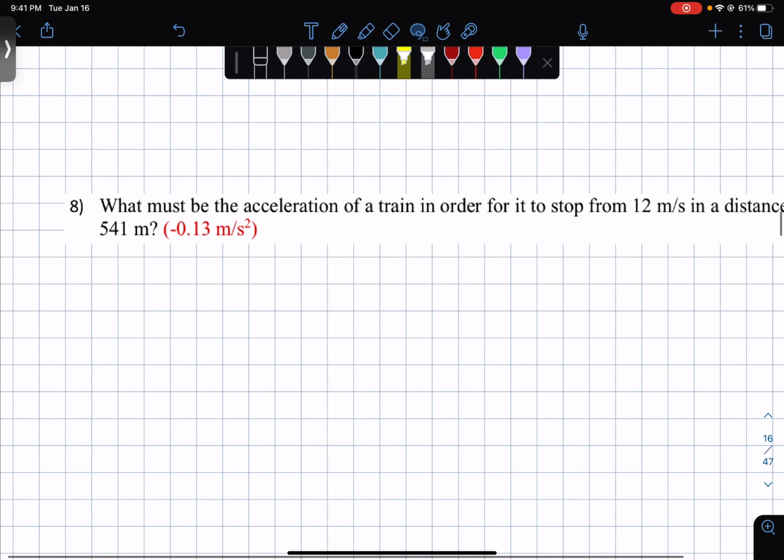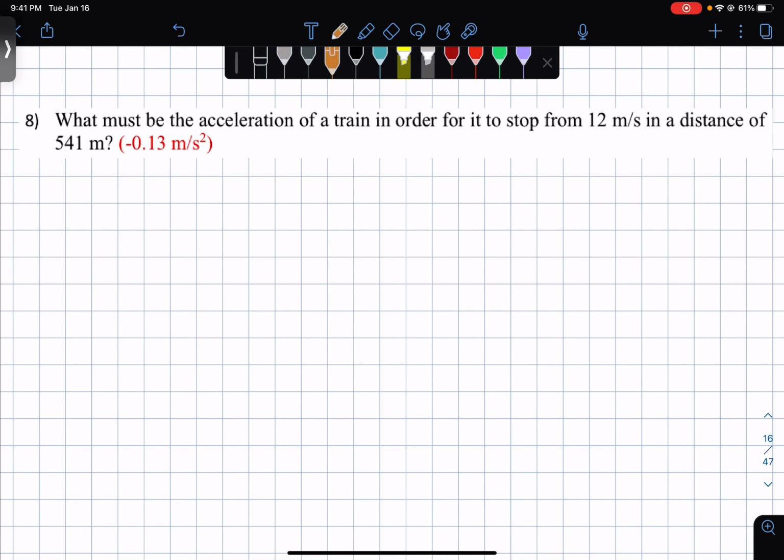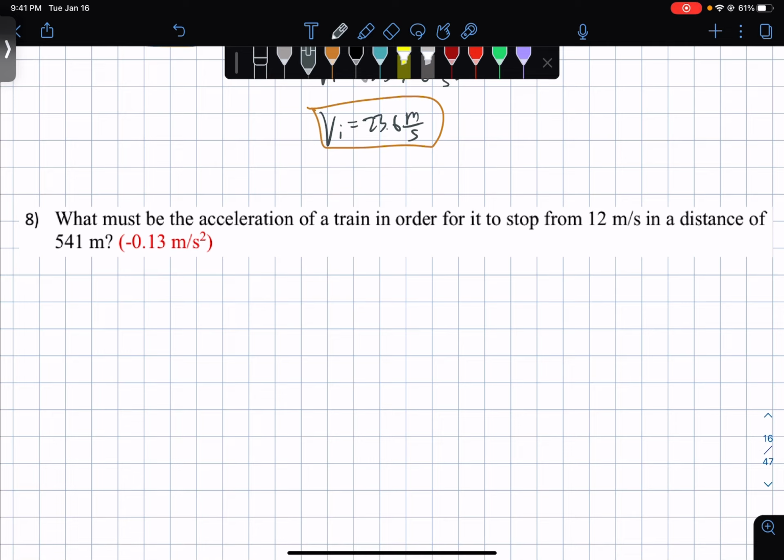So, number 8, what is the acceleration of a train in order for it to stop? So, it's a deceleration. We already have the final answer, which proves the idea that it's decelerating since the value is negative. So initial velocity is 12 meters per second. Distance is equal to 541 meters. Acceleration is missing. Well, final velocity, by the time the train stops, is going to be 0.